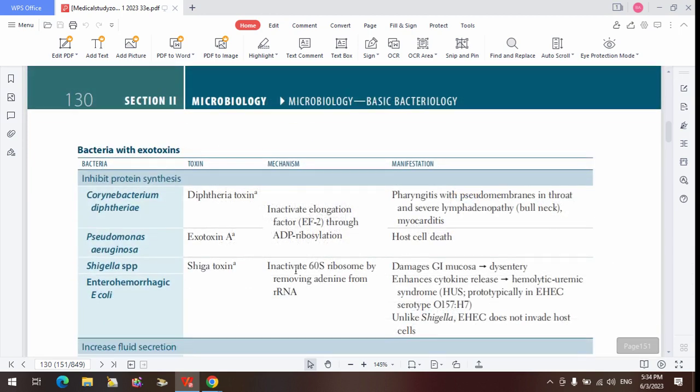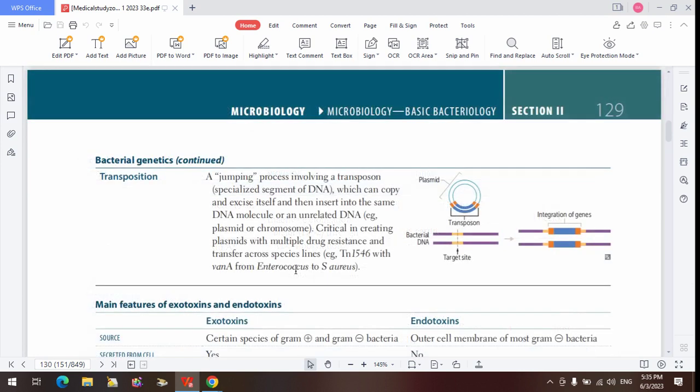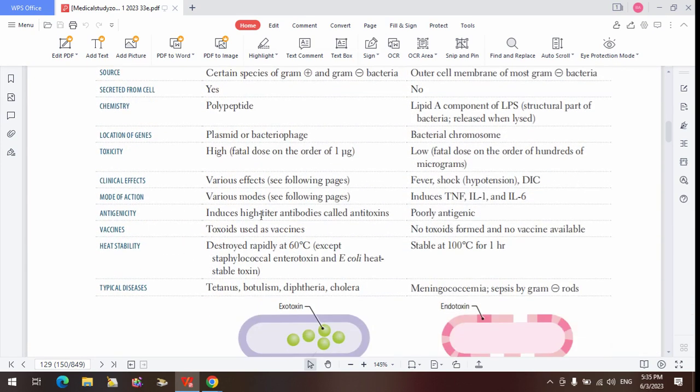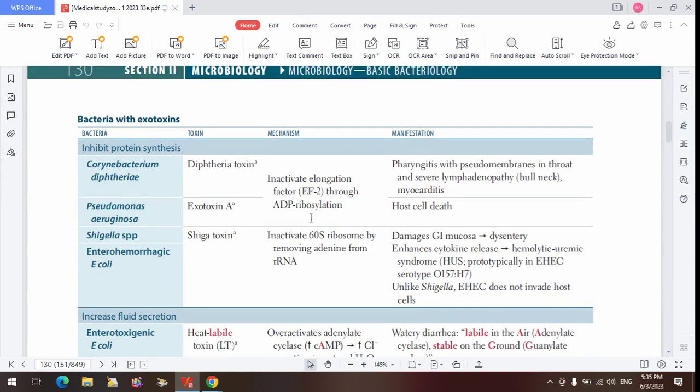Now let's look at those guys one by one. So we are talking about the exotoxins now. We said here that the mechanism of action varies. So we are looking at them one by one. Some of them can inhibit protein synthesis, and they do it by two different mechanisms. Some inhibit elongation factor. You guys remember when we were talking about protein synthesis that elongation factor is important in the elongation phase. Some can inactivate the 60S ribosome by removing adenine from the ribosomal RNA.